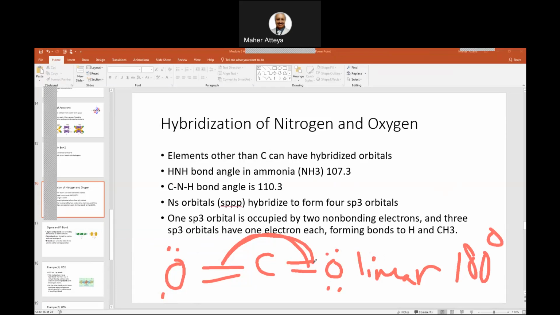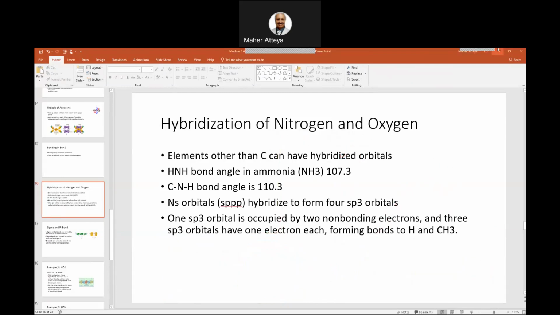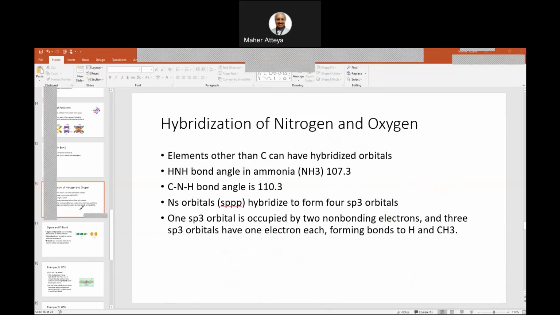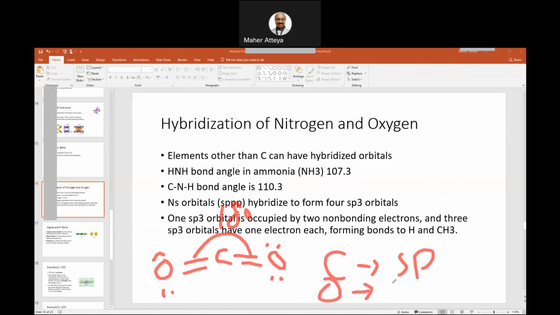Well, ask yourself, what's wrong? If we know it's linear, then the carbon here will be what? When we say linear, it will be sp. The oxygen, on the other hand, is double bonded, so the oxygen will come as sp2. So here it is. This is linear, 180. Because this is linear, the carbon tends to have always sp to make linear structures. The oxygen makes a double bond, sp2.